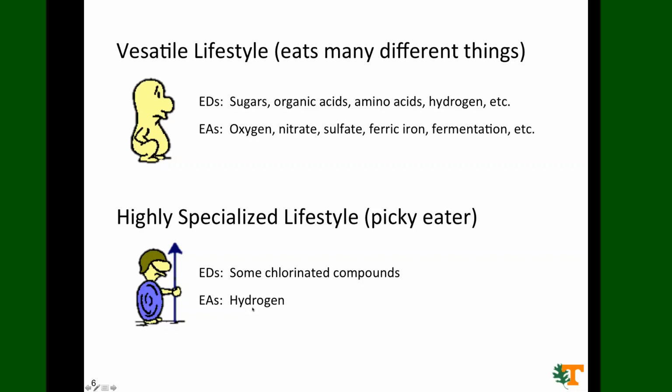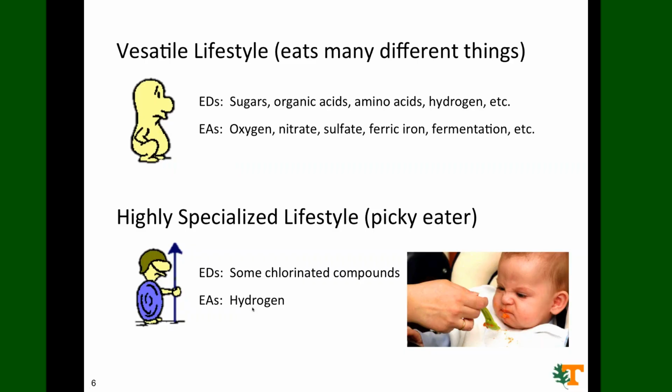They can't do anything else. So, just to make this clear, they're very picky eaters. They don't eat everything. They only eat hydrogen and certain chlorinated compounds. And they can't make a living on other food sources. So keep that in mind, a versatile lifestyle and a specialized lifestyle. Both types of organisms with the various lifestyles can degrade contaminants, but this one here can't do anything else. This one here has other options. Okay, so there are different food items on the plate.